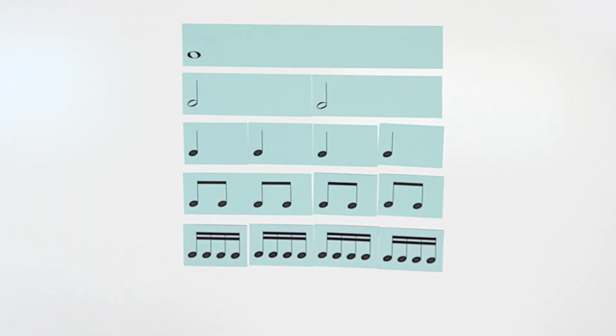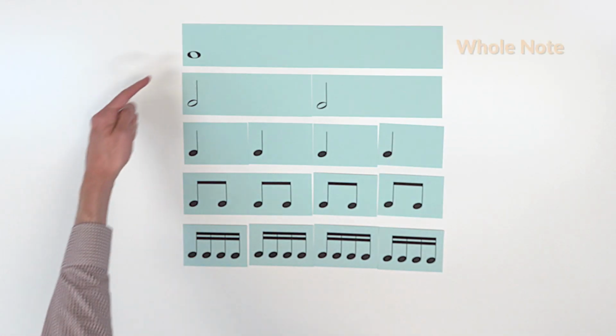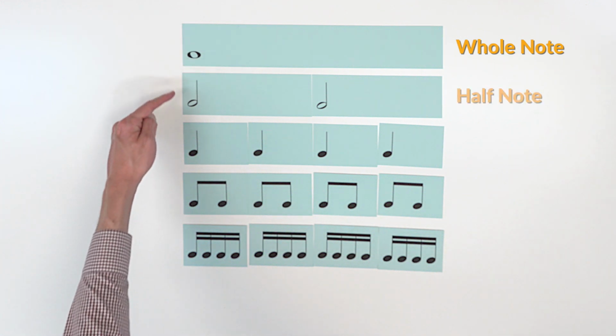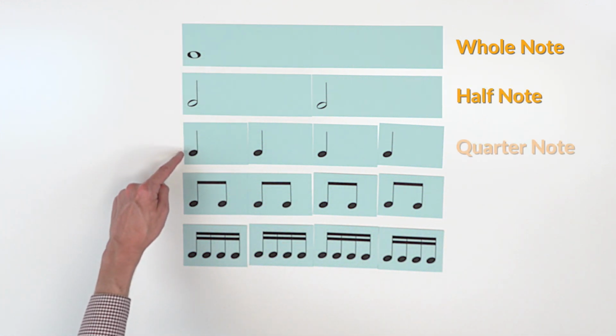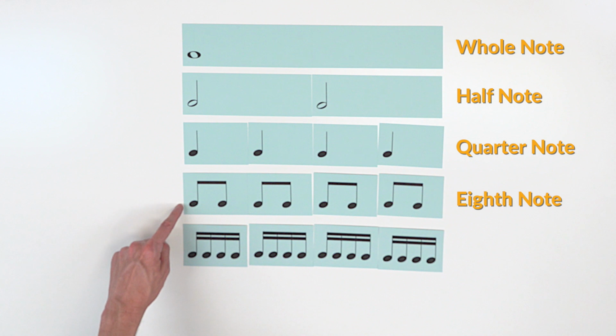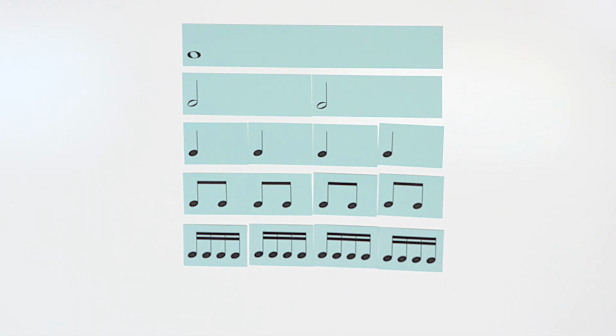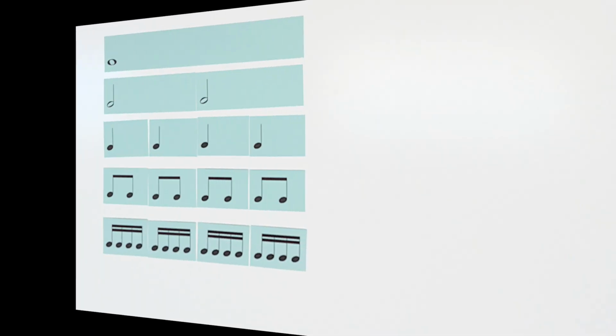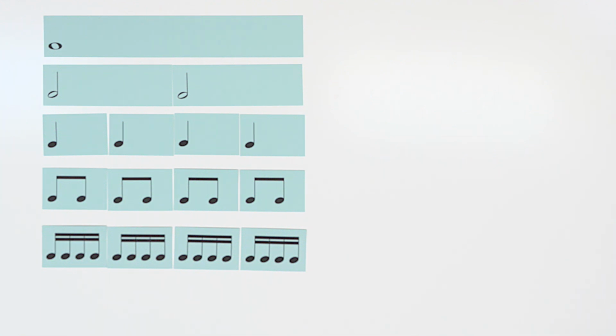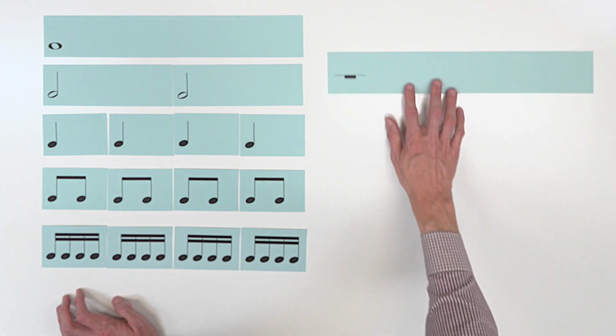Now, let's review all the names of the notes one last time. Say them with me. Whole note, half note, quarter note, eighth notes, and 16th notes. Now I'm going to scoot all of these notes over so we can also take a look at their corresponding rests. Each rhythm has kind of like a twin brother that gets the same value as the note.